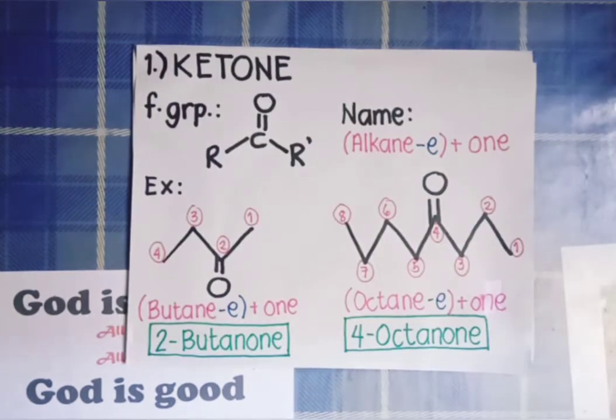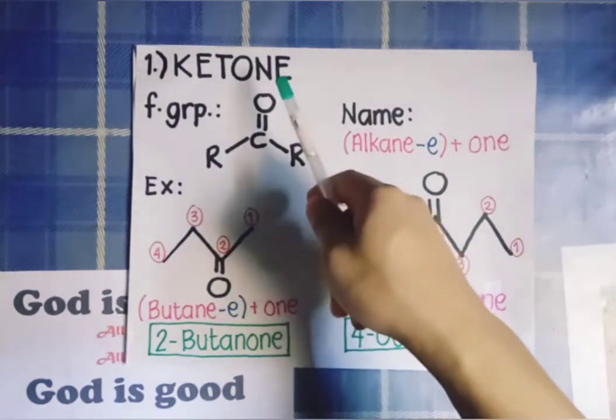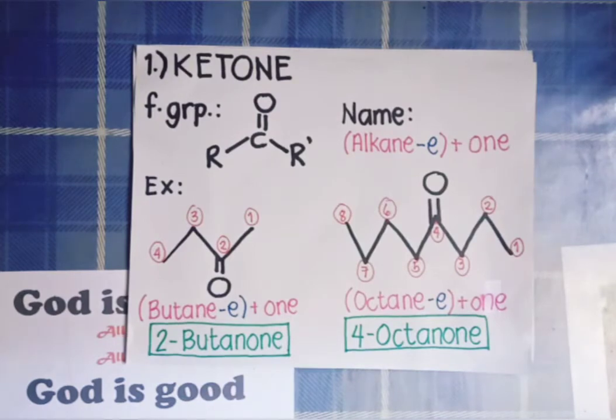Now, what are the 5 major carbonyl functional groups? For our first carbonyl functional group, let's have here the ketone. Ketone is primarily used as an organic solvent. Probably one of the most familiar ketones to you is acetone, which is used as a nail polish remover. Ketones can also be found in some sugars like fructose. Ketone is actually the simplest type of carbonyl functional group.